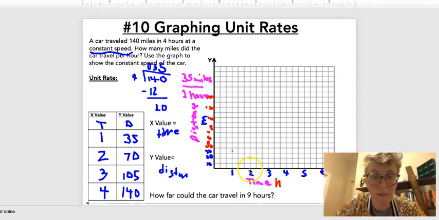Okay. Now I'm going to go to 2 over here. That's going to be 70. So I can count 10, 20, 30, 40, 50, 60, 70. That's going to be right there.